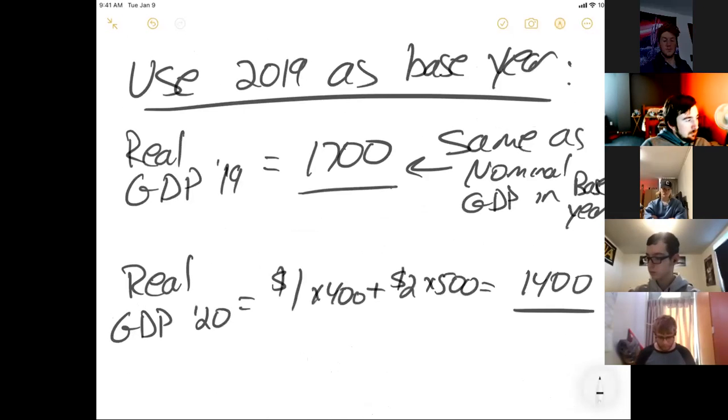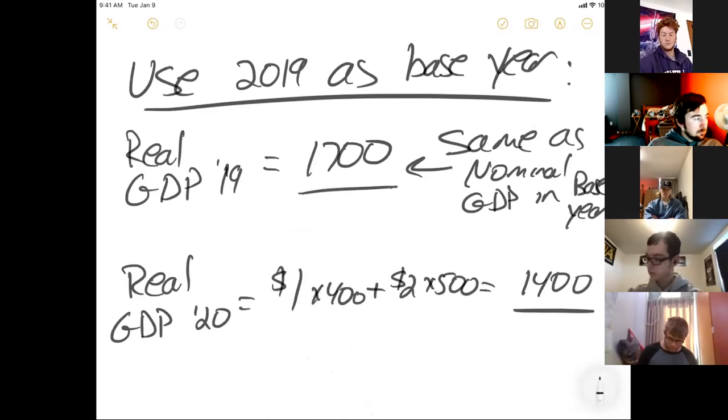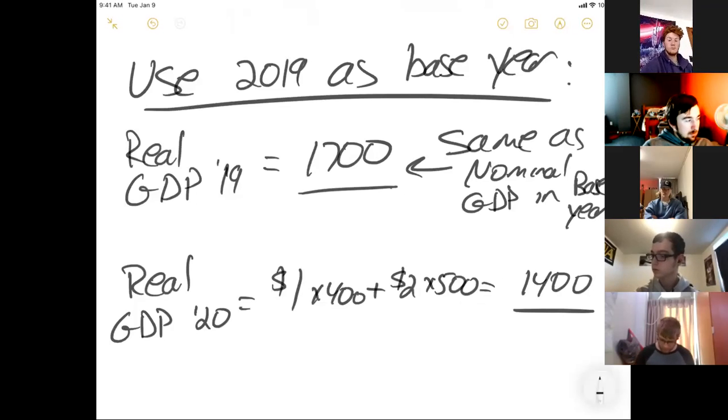Remember, before we found that nominal GDP in 2020 was bigger than nominal GDP in 2019. But what are we finding when we compare real GDP? That real GDP in 2020 is less than real GDP in 2019, right? This is consistent with what we were talking about, or this is more consistent with what we observe.